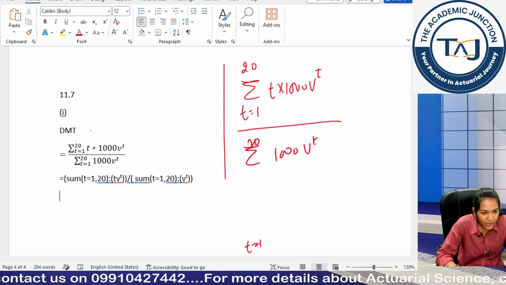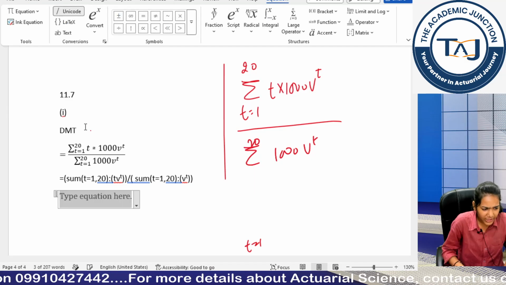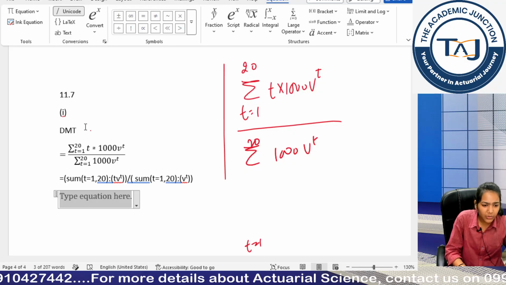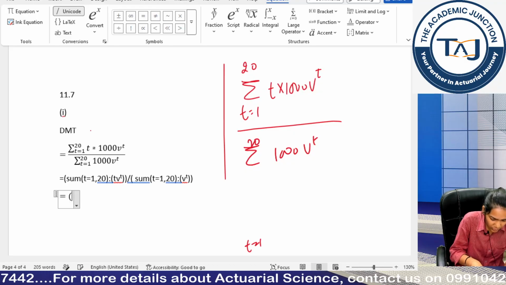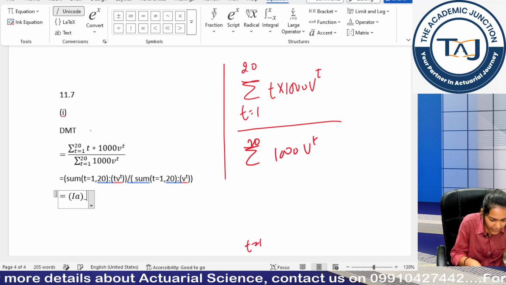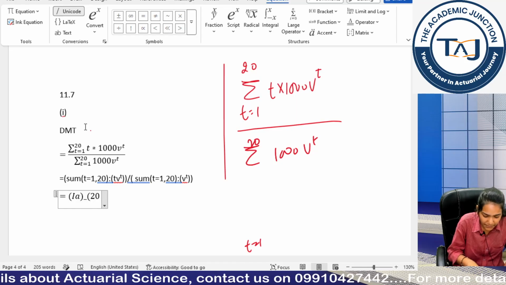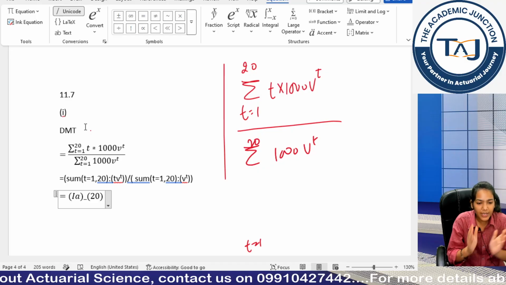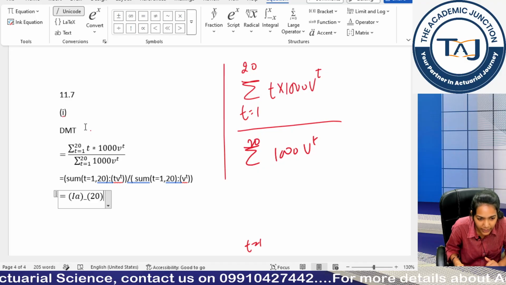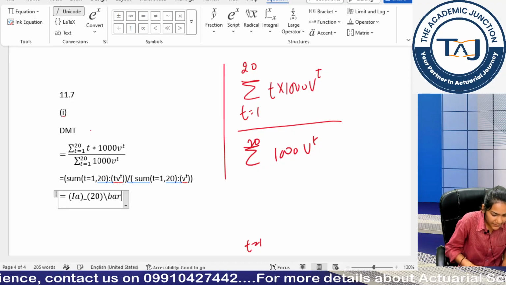So either you can use the normal approach as well, or you can use the equation editor. Let's use the equation editor. I have already taught you how to write Ia20. So equals, brackets, I a, then underscore, then brackets. Why are we using brackets in 20? Because we have 2 and we have 0. If we do not use brackets, then the bar will only be over 0. Okay. Then we have the bar.